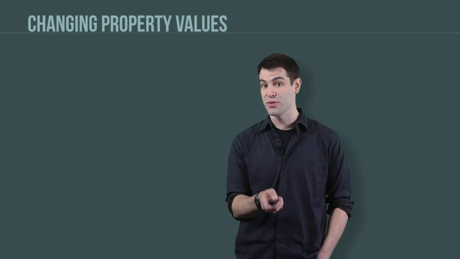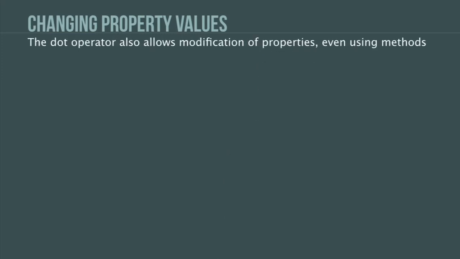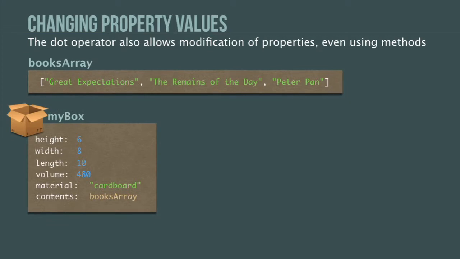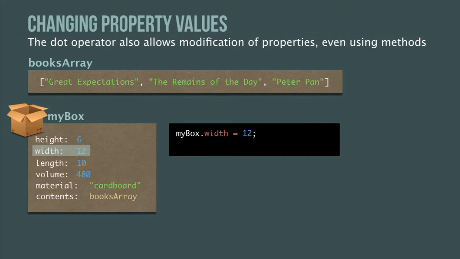Changing property values inside of objects is one very useful aspect of objects, and we can do that with the dot operator. If we wanted to change the width inside of our MyBox object, we would just call mybox.width again and set that equal to 12, which will change the width inside the object to 12. We can show that by logging out the property mybox.width, which shows a very nice 12 now as a result.